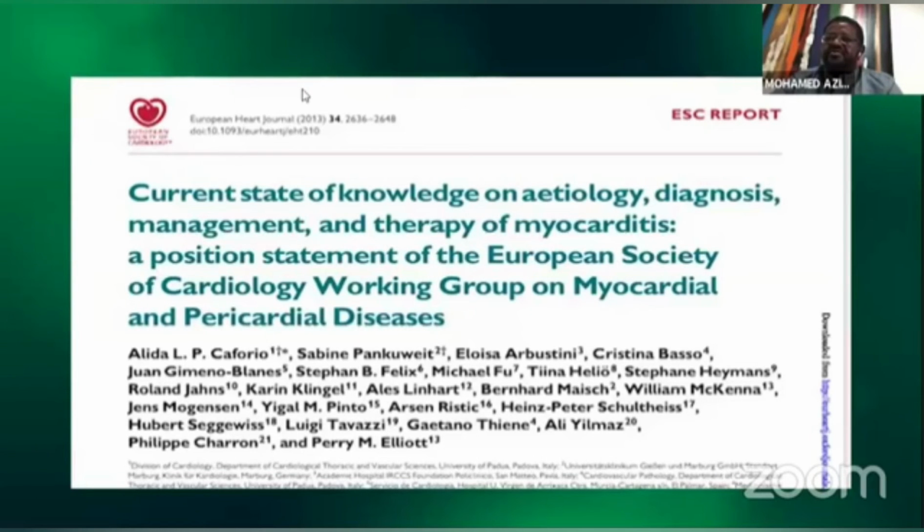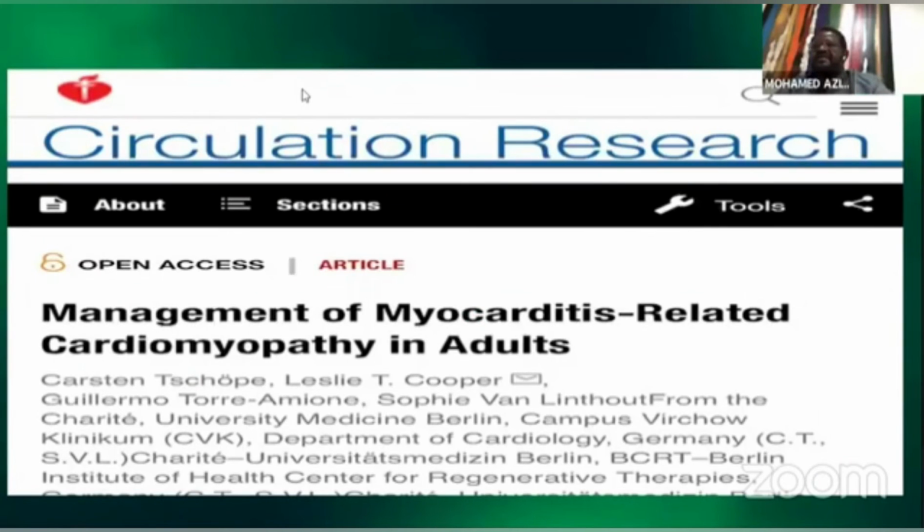For myocarditis, you can go to 2 very nice articles. One is on the current state of knowledge and etiology of myocarditis, which is from the European Society of Cardiology. Next slide. The other one is available in Circulation, by the American Heart Association. So the fellows, you can go to these 2 articles. They will cover everything about myocarditis. Next, please.